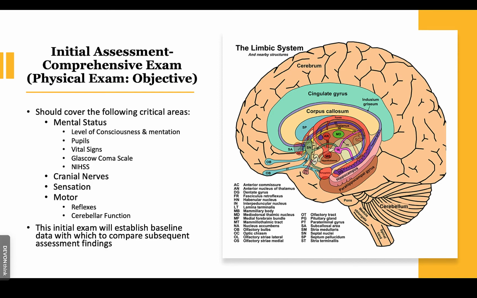Cranial nerves is the second piece that you must go through with a comprehensive assessment. The third is the sensation. We want to test the sensation system. And then the motor system, which is comprised of reflexes and cerebellar function.